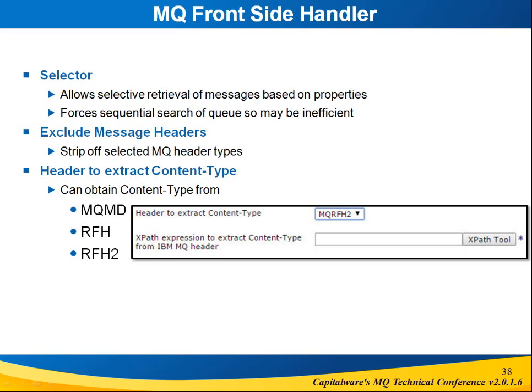So the wording's strange. Next we say, what about the content type? Because in order to work out whether we are dealing with a SOAP message or raw XML or binary or JSON, we need to know what content type we are dealing with. And we can dynamically extract that from the message descriptor, the old original RFH header or the RFH2 header. Having chosen which one we want, we then include an XPath expression that will navigate through this header to find a field that represents the content type that we can then use to parse the body of the message into its correct format.